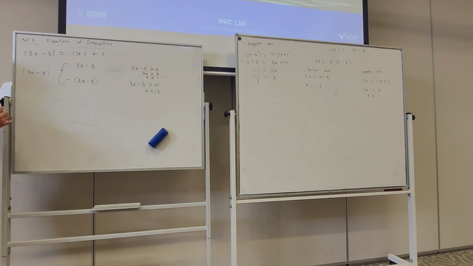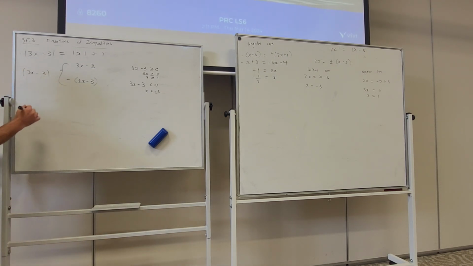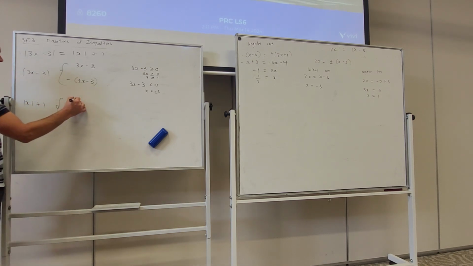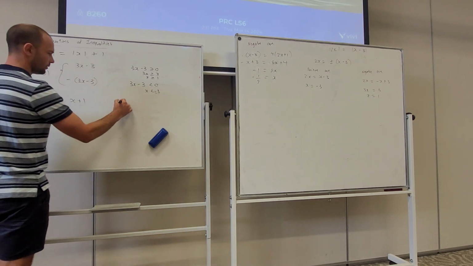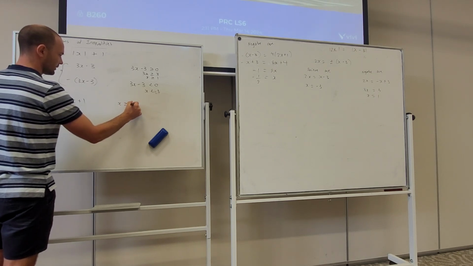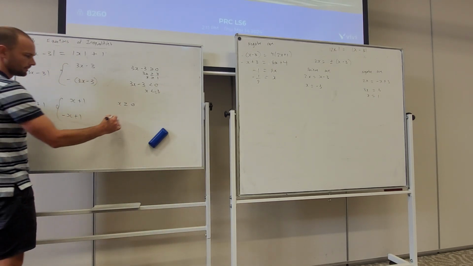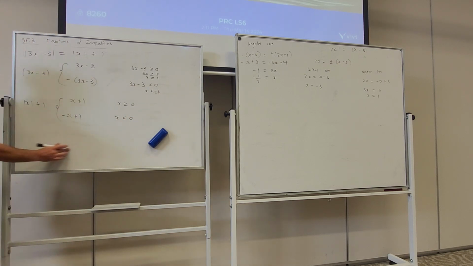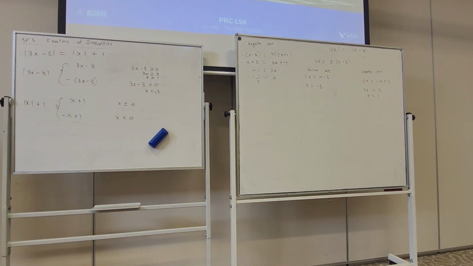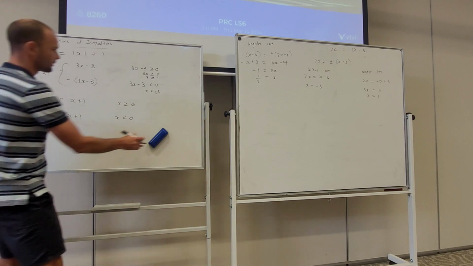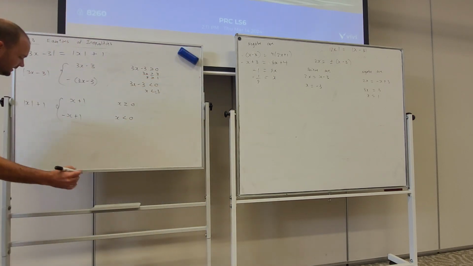Good. Okay, so that's 3x take 3, and then we have the modulus of x plus 1. Well, this will be x plus 1 for x greater than or equal to 0, and it will be minus x plus 1 for x less than 0. Okay, so we've got a couple of domains here to consider, right?